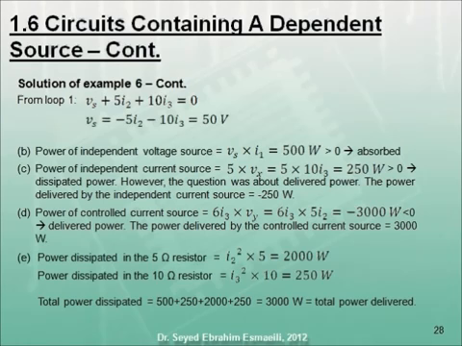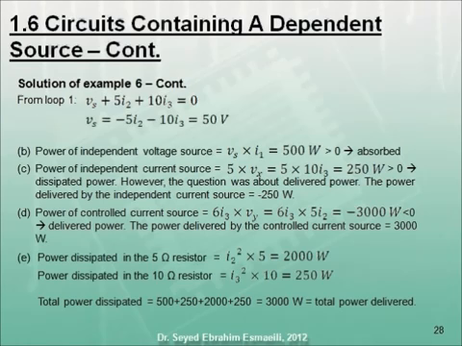The current of the independent current source is flowing in the direction of voltage drop of Vx. Hence, the power equation is written as P equals 5 times Vx, which equals 5 times 10 I3, which equals 250 watts. Since the power is positive, it is absorbed. However, since the question was about delivered power, our answer should be that the power delivered by the independent current source is equal to minus 250 watts.